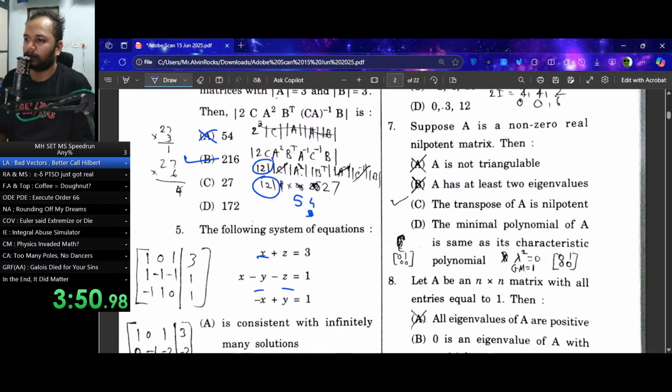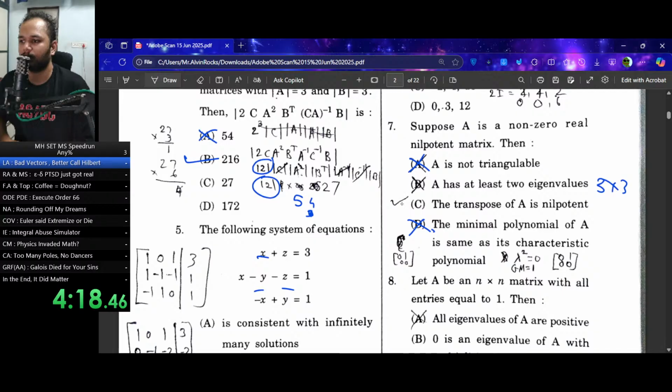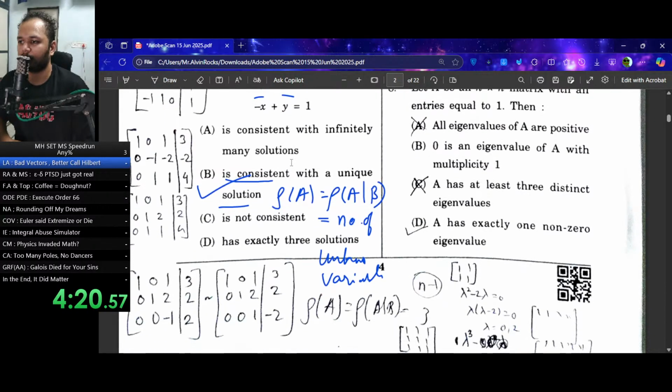If is a matrix, is that non-real? Of course, never triangulable. Two distinct eigenvalues. At least two eigenvalues. Well, not necessary. If we try with 3 cross 3, it fails. And not a necessary condition. Therefore, transpose is correct.